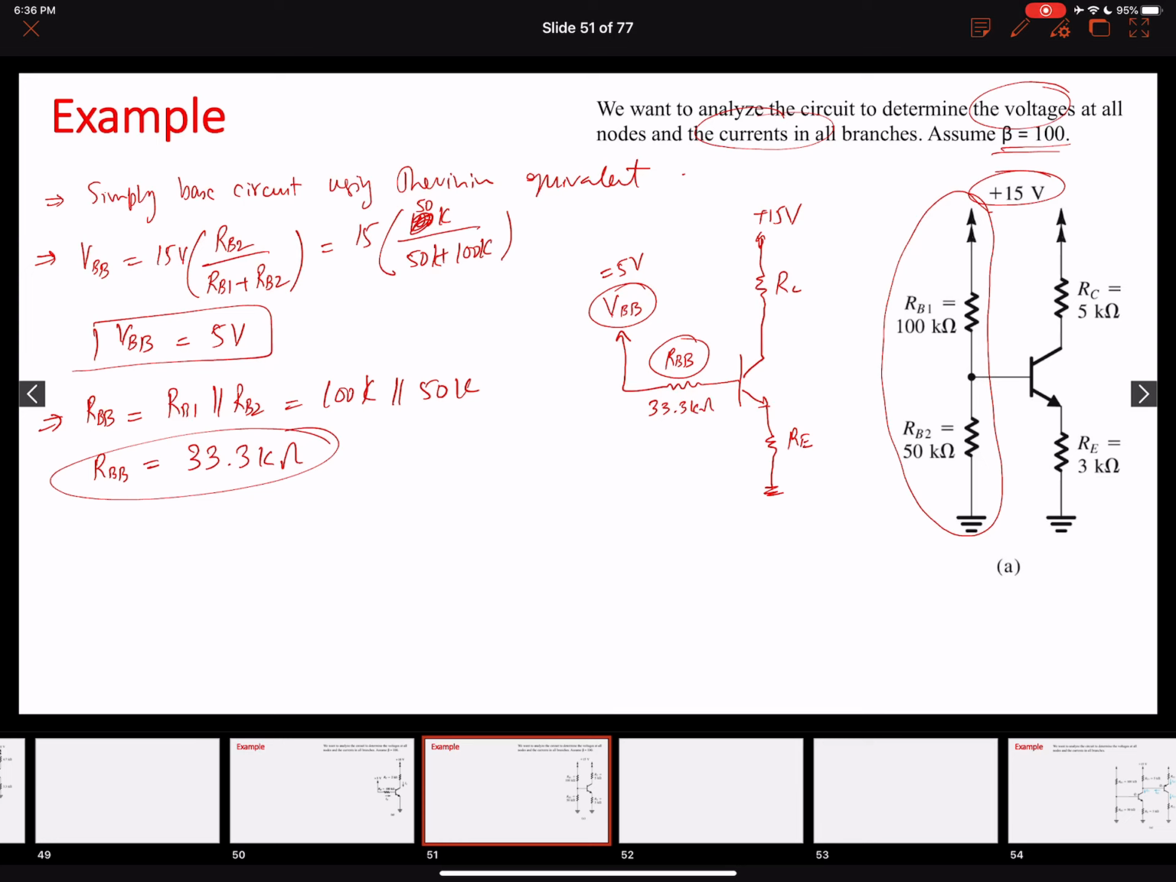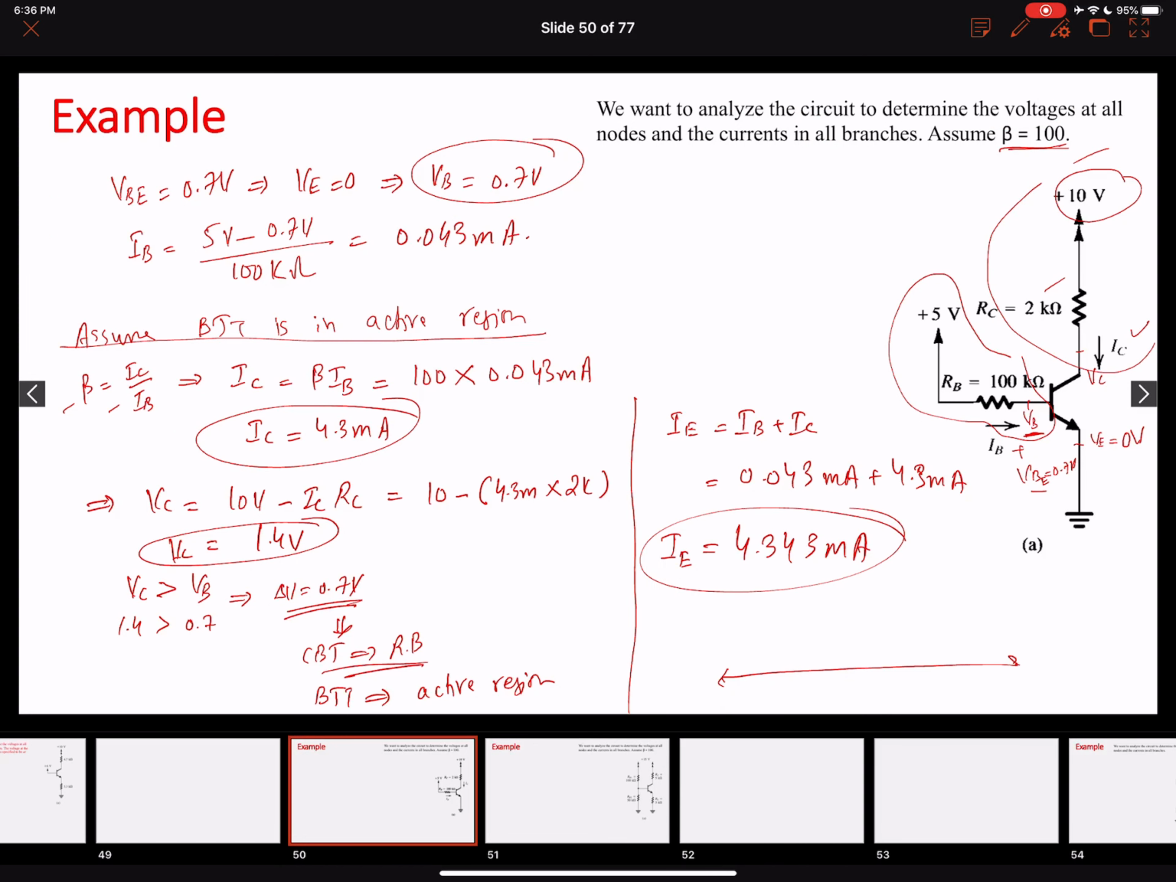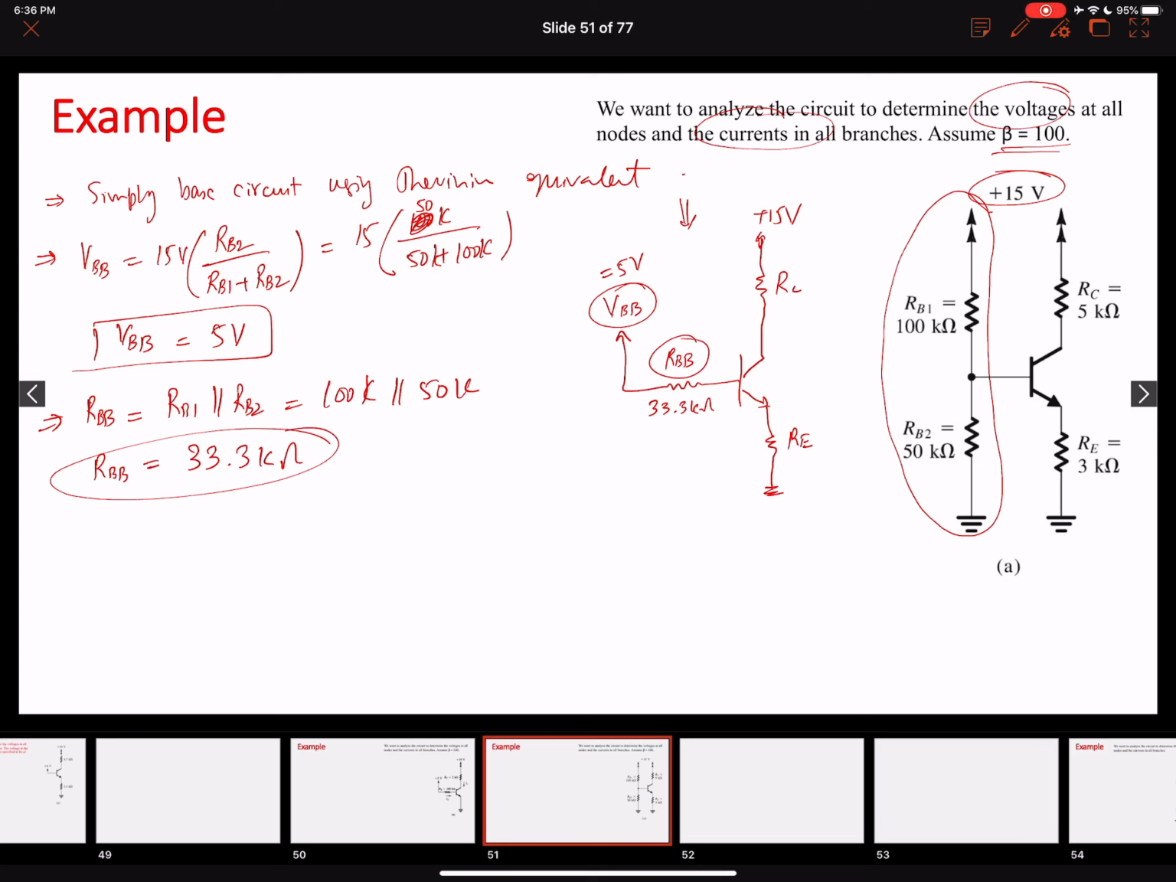All right, now if you look at this circuit, and if you look at the previous example circuit, the circuits look exactly similar, right? So we can use a very similar approach to solve this.